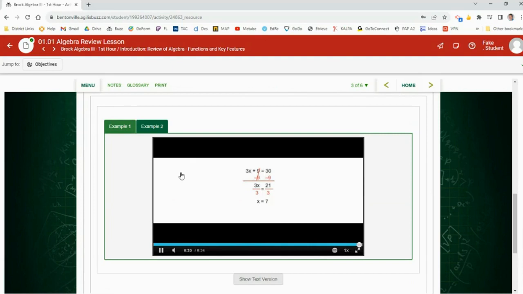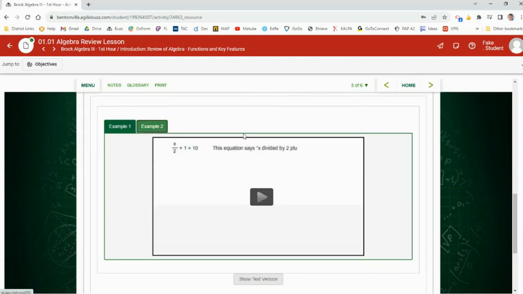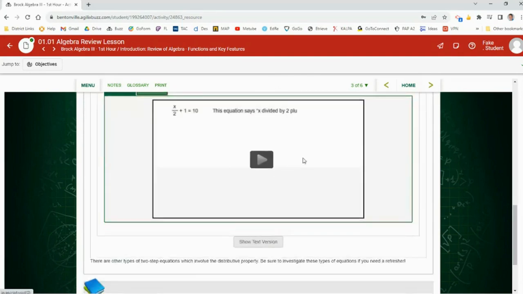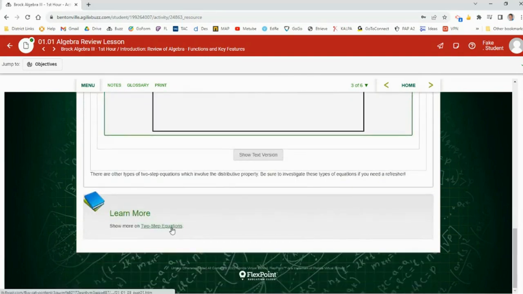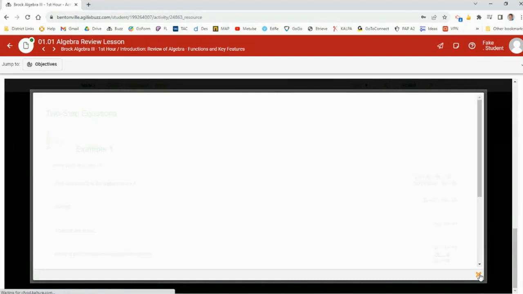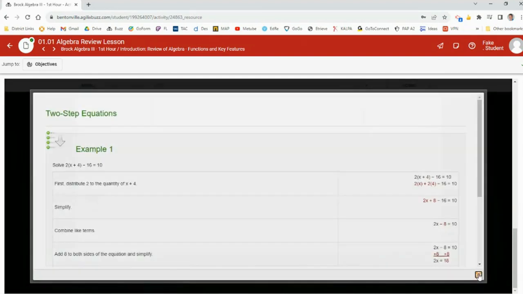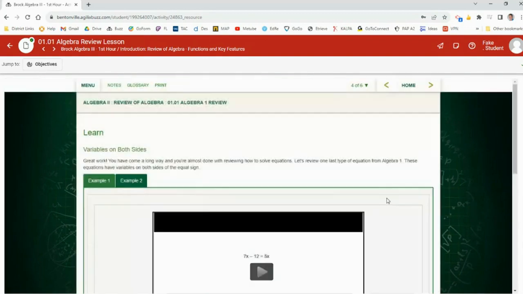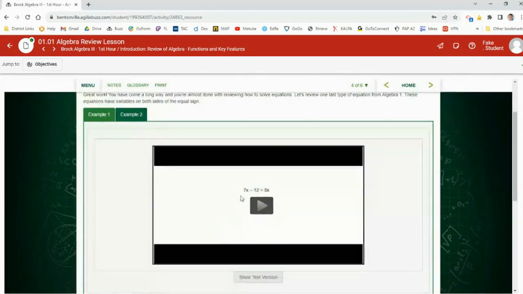So there's 2 examples of that if you need to review that. And like I said, 6 examples of a pair. And you can learn more on two-step equations if you need it right there with the click box. Again, this is review. I'm not going to spend a lot of time going through the lesson on that. Variables on both sides. You got to move all the x's to one side, move everything that's not an x to the other side. If you remember that.